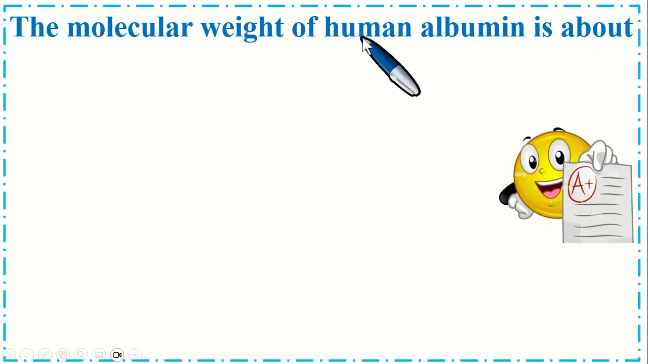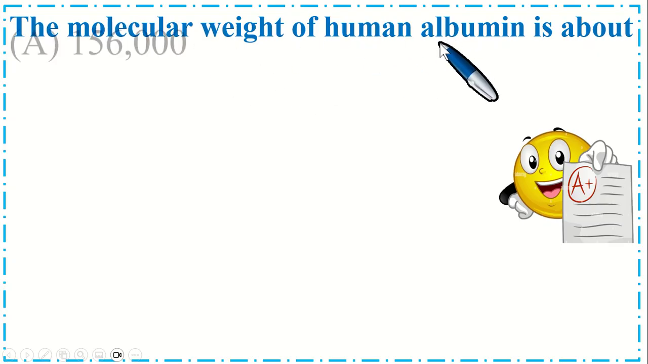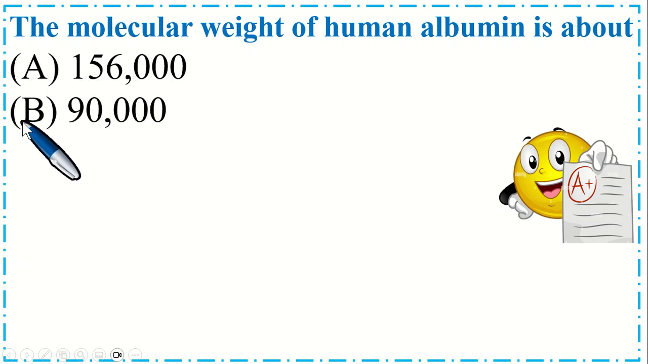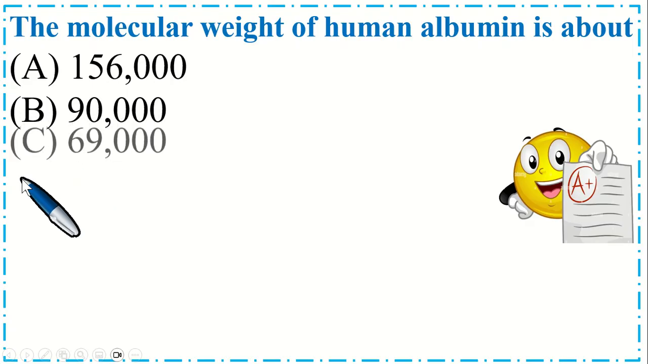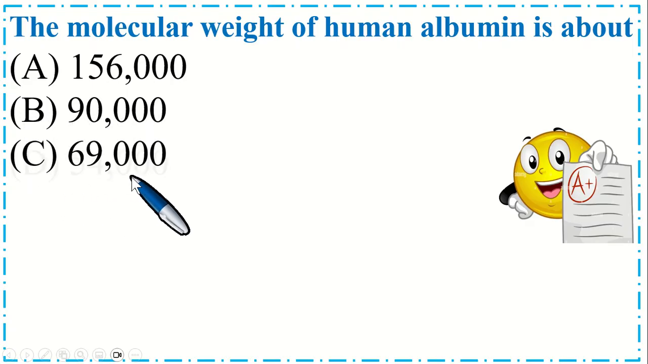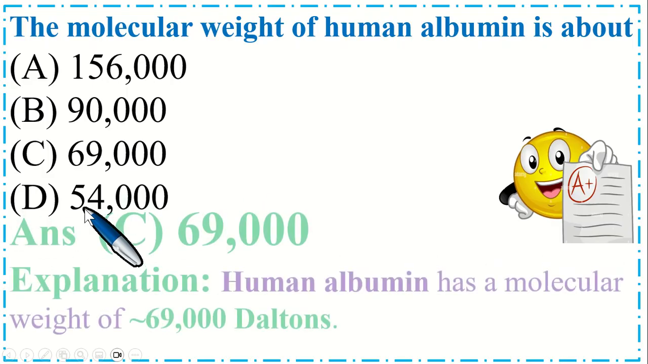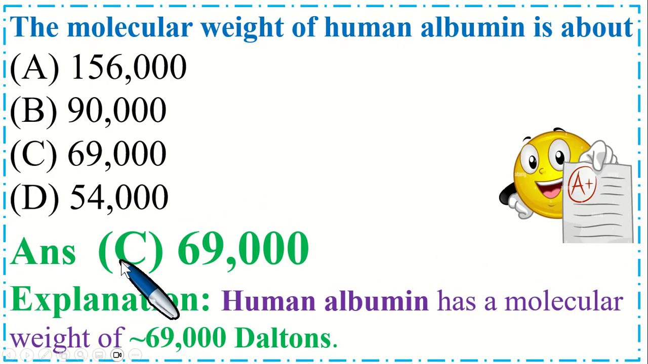The molecular weight of human albumin is about option A 1,56,000, B 90,000, C 69,000, and option D 54,000. So the correct option is C 69,000. Human albumin has a molecular weight of 69 kilodaltons.